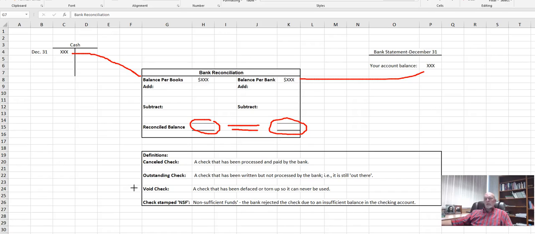Sometimes a customer may give you a check and you deposit that into your account, and it turns out the customer didn't have enough money in their account to cover it. So that check would be returned to you and it would be stamped NSF, which stands for non-sufficient funds. So again, this is a check that a customer gave you. It would be returned to you because that's your documentation that the customer gave you a bad check.